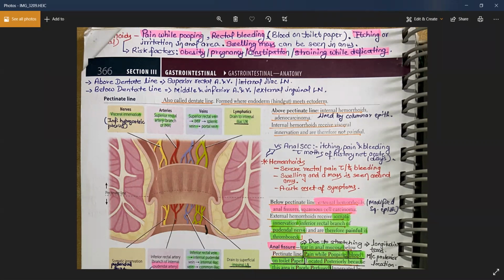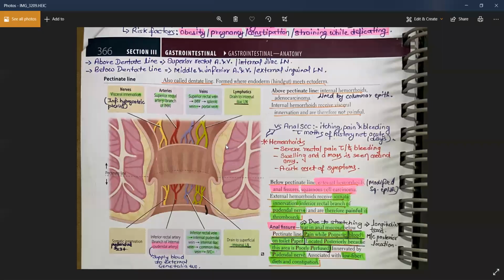The patient will also have a swelling mass. Instead of the tears, instead of the fissures, on the examination what you will see is the swelling. And the risk factors include obesity, pregnancy, constipation, straining while defecating. These are the risk factors for the hemorrhoids. And that's all about the hemorrhoid.